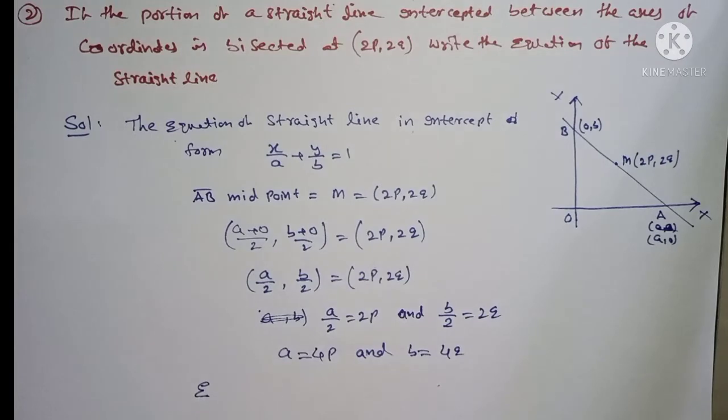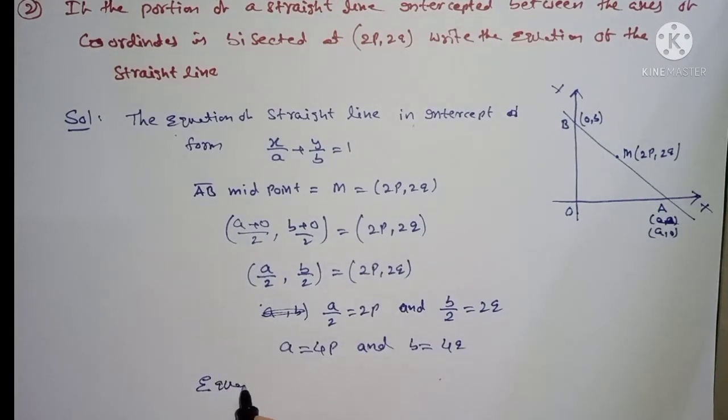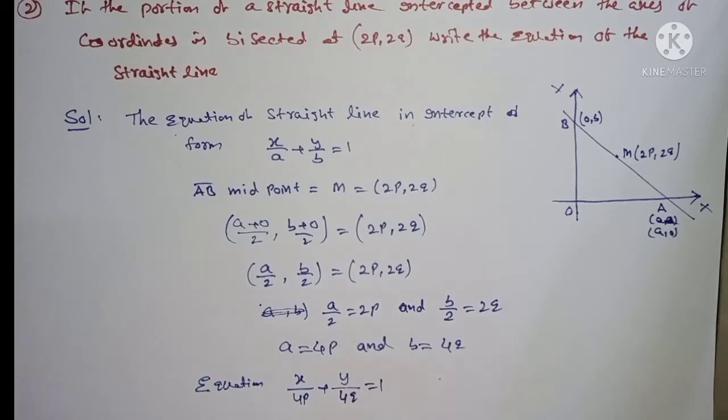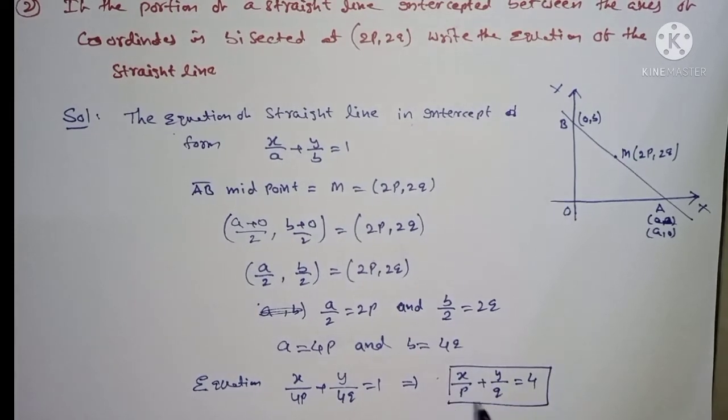Therefore, the equation I can write here: x by a is nothing but x by 4p plus y by b is nothing but y by 4q is equal to 1. Or I can write this equation as x by p plus y by q is equal to 4, taking the 4 to the RHS. That is, x by p plus y by q is equal to 4. This is the equation of the straight line bisected at (2p, 2q). Okay, clear?